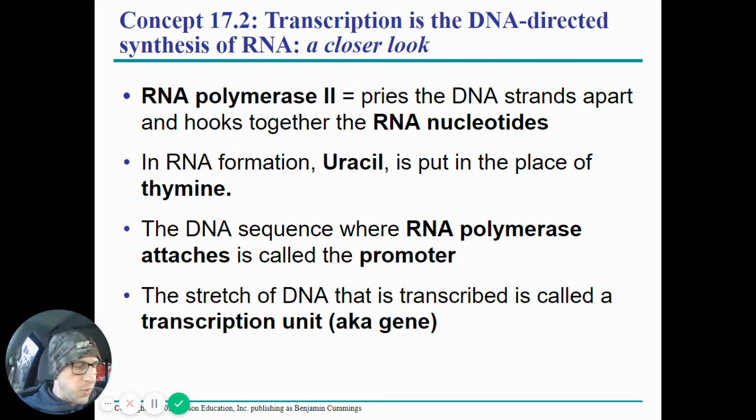So the DNA sequence where RNA polymerase attaches is called the promoter region. This is the starting line for transcription. And the stretch of DNA that is being transcribed is known as the transcription unit. In other words, we could think of this thing as the gene. The transcription unit is the thing that is being transcribed to ultimately create a protein in the end, and that's what genes are. So we're basically going to call the transcription unit a gene.